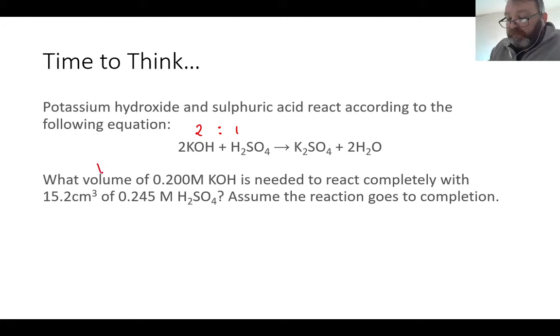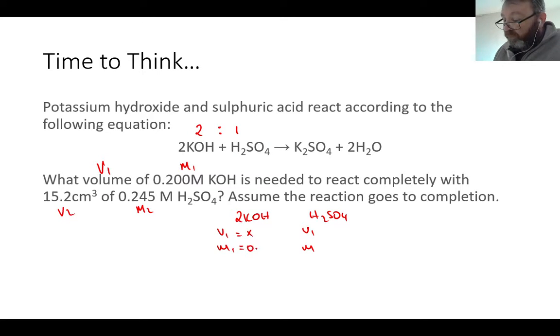What volume, V1, of 0.2 molar KOH, M1, is needed to react completely with, there's my second volume, of 0.245, that's my second molarity. Okay, and in this case, I'm reacting 2 KOH with H2SO4. Now, what I normally do is I always write down the volume, the molarity, the volume, and the molarity, because they're going to give me the number of moles of each. So the volume and the molarity of KOH is, the volume is X, because it's asked me what volume. So the volume is X, and the molarity is 0.2.